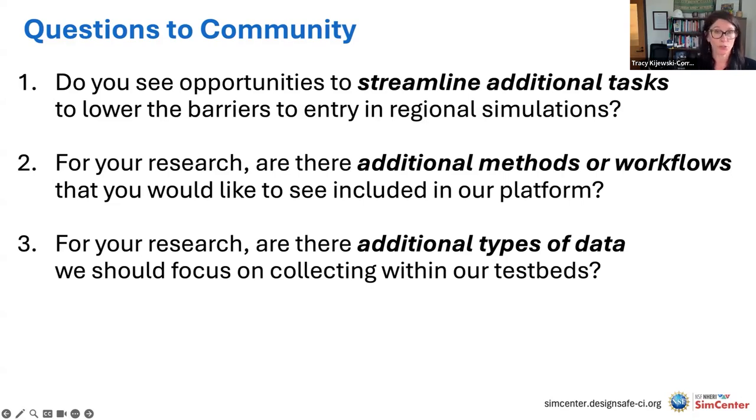For the kind of work you're doing, and feel free to use the chat or raise your hand, are there any data types that we're missing that would be essential to doing an end-to-end regional simulation to be able to demonstrate the impact of a hurricane on a community in the ways that matter most to your work? Is there anything we're missing here that you'd like to see?